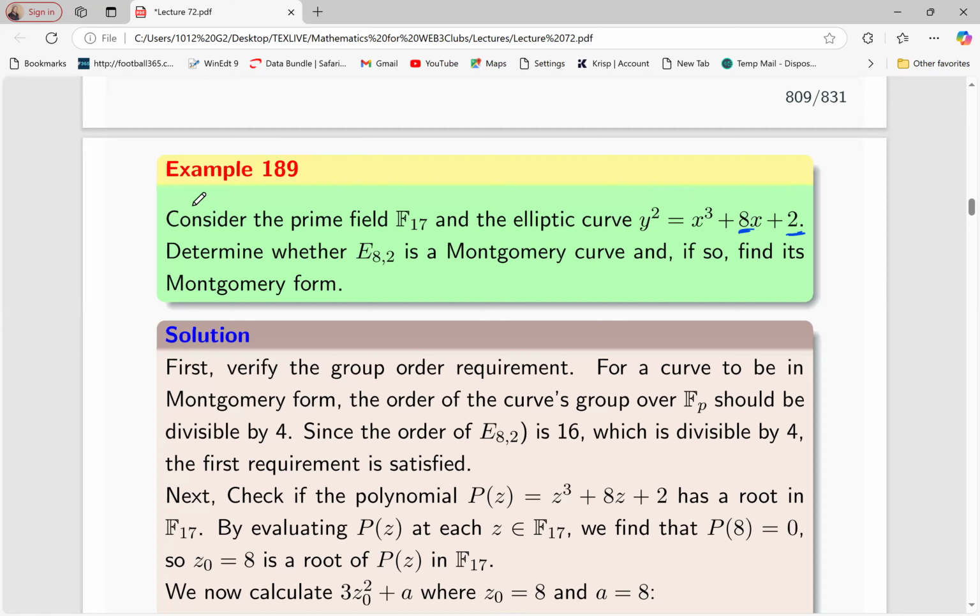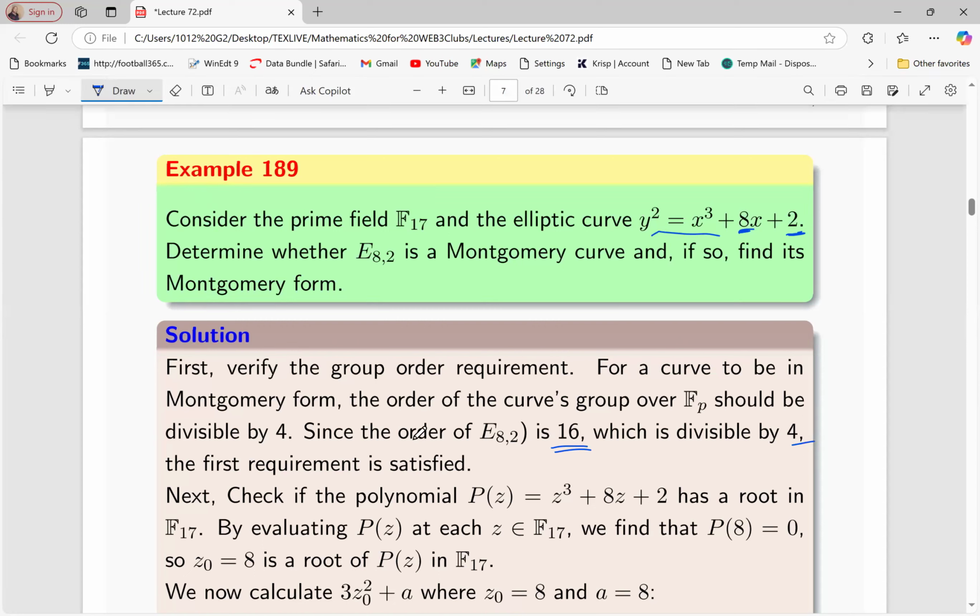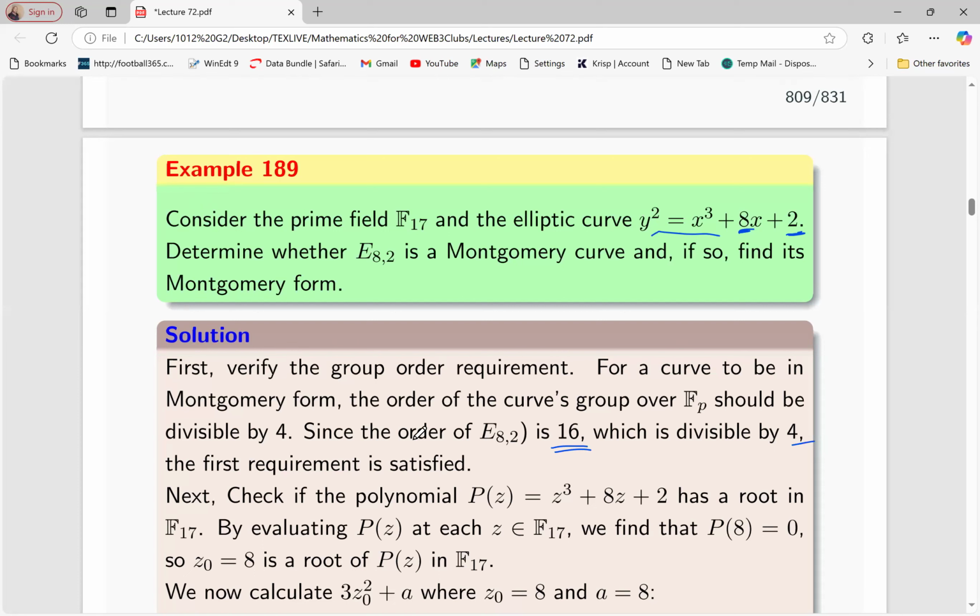The first thing we do, as we said, we check how many points it has. Now we have code that we can use to check how many points this one has. When I was checking, I discovered it has 16 points. Now 16 is divisible by 4, and therefore our first condition has been met. We proceed and check the second condition.